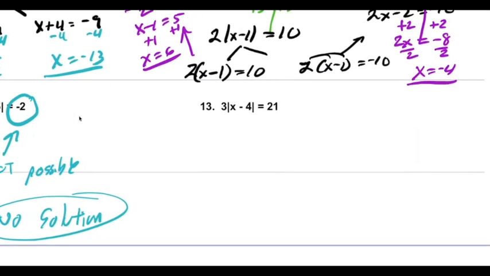Okay, the next one here. So we could solve this one for 7, let's get rid of this 3 this time. Again, you could split it right now. You're good to split it. I'm going to divide by 3 first this time, just to make it a little easier. So x minus 4 is equal to 7.